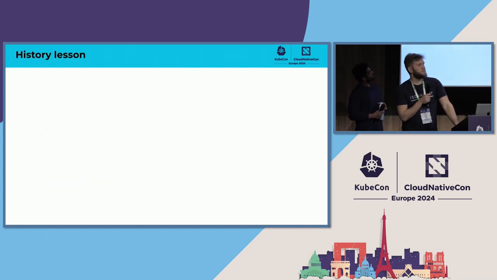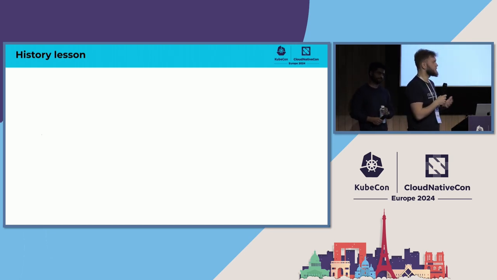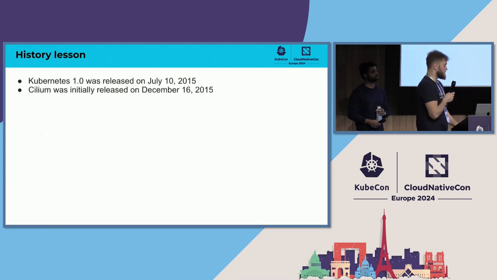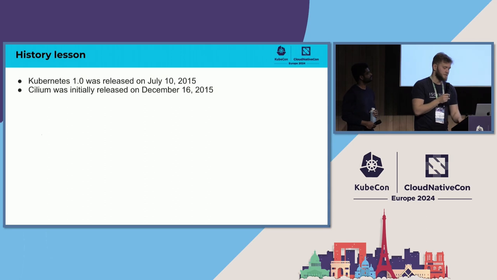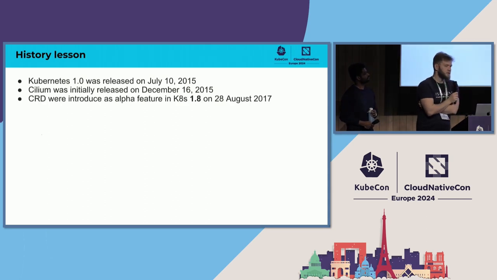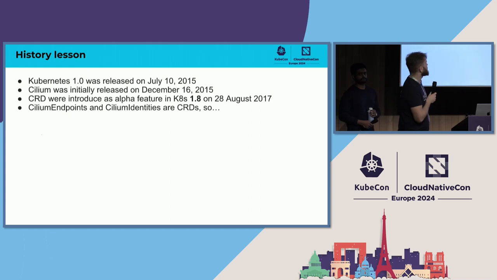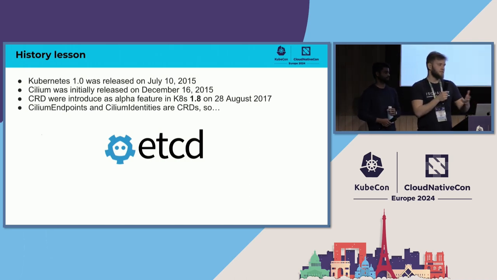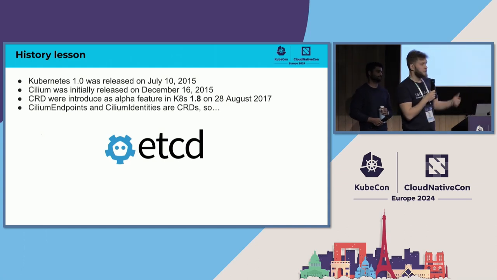So now let's take a step back. I was mentioning the default mode in which Cilium runs, which is the CRD mode, but that was not always the case. Kubernetes was released in 2015. For Cilium, the initial release was also 2015. Well, CRDs were introduced in 2017. So I was mentioning those two CRDs, but the question is, how did Cilium work if the CRDs did not exist at that time? And the answer is, etcd was used as the control plane for state management between Cilium agents.